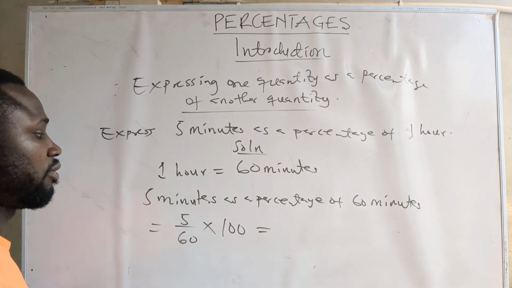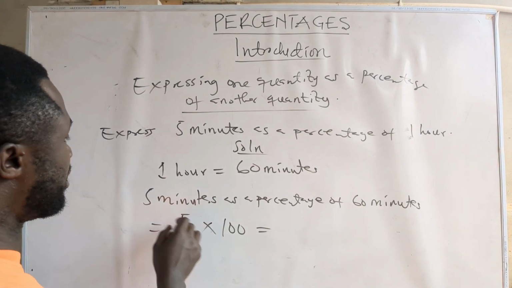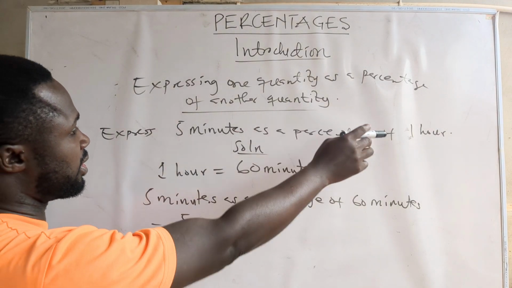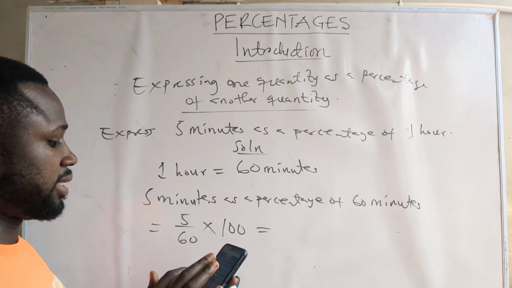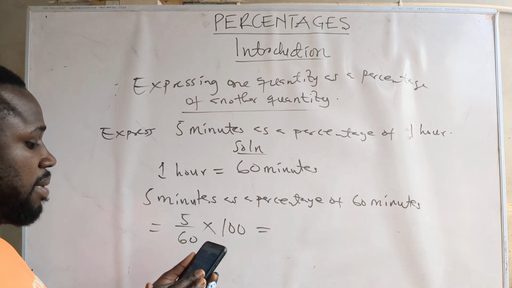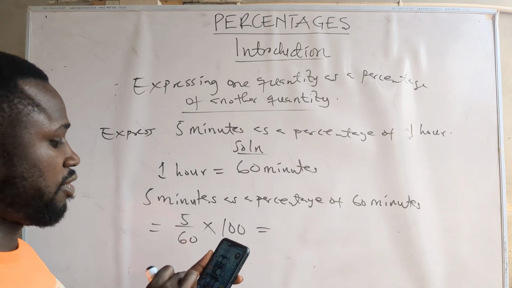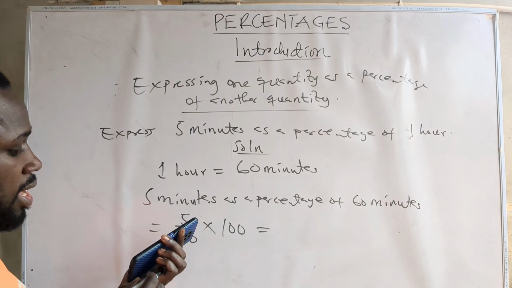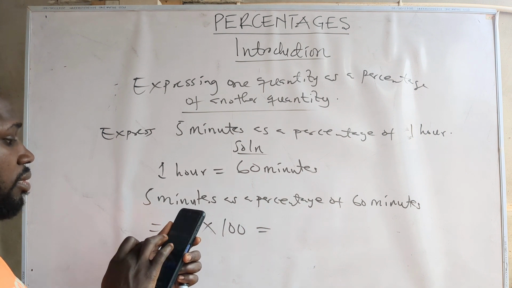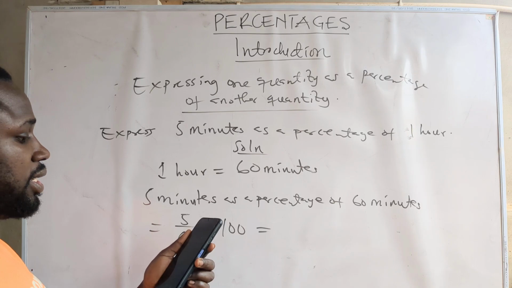Alright, so 5 minutes as a percentage of 60. Since we are expressing 5 in terms of 60, then it will be 5 divided by what? Divided by the 60. Then you have to multiply by what? Multiply by 100. 5 over 60 times 100. So let's use the calculator and then we go. 5 on 60 multiply by 100. And that will give us what?